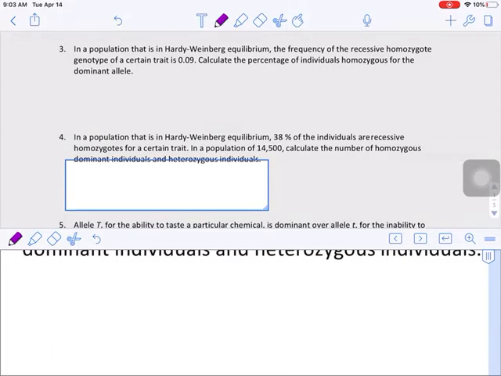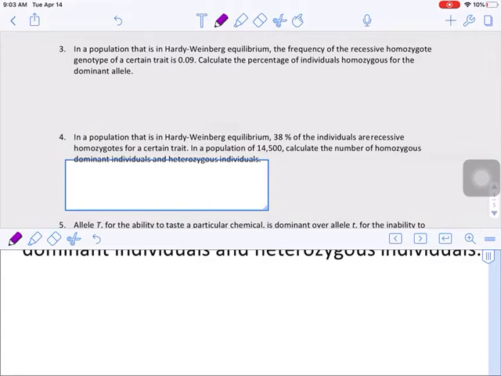It says a population's in Hardy-Weinberg equilibrium. It says 38% of the individuals are recessive homozygotes for a certain trait. And then it asks, in a population of 14,500, calculate the number of homozygous dominant individuals and heterozygous individuals.